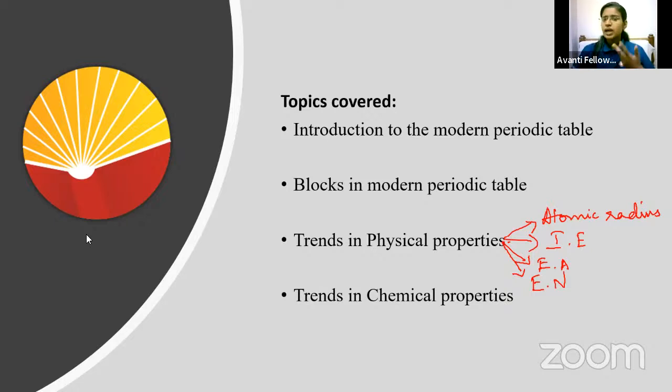There are some exceptions to the periodic trends in all these four physical properties, so I will discuss them when I discuss the questions from these topics. And at last we have chemical properties like chemical reactivity and the anomalous behavior of the second period elements. We'll study some questions from that. So this is what we are going to do today. I think we can move on to the first question of today's session.